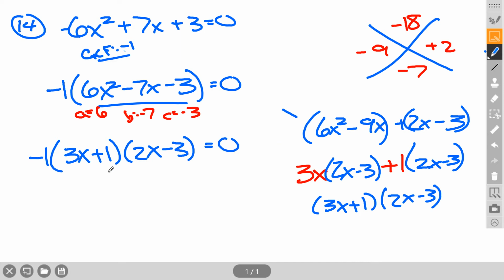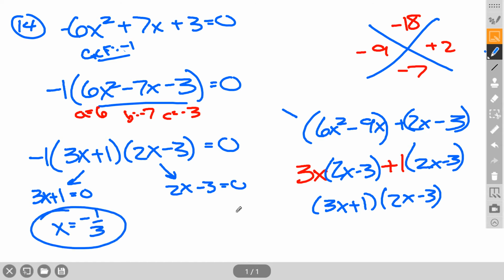Alright, so each of these factors provides me with a solution by figuring out what x value makes them equal to 0. And I have a solution negative 1/3, and I have a solution 3/2. And those are my two solutions to the problem, or the two roots, the two zeros, etc.